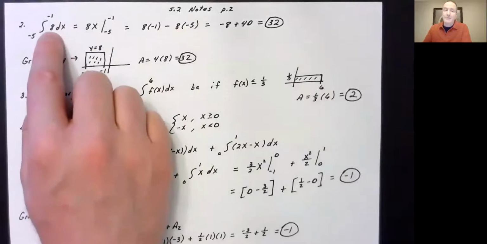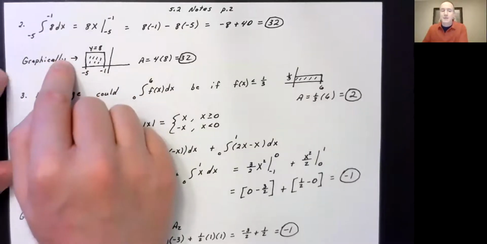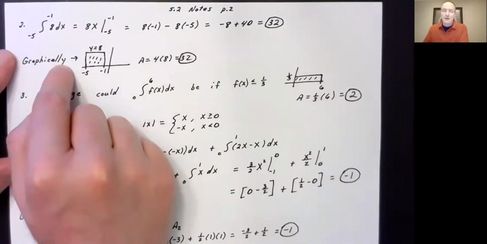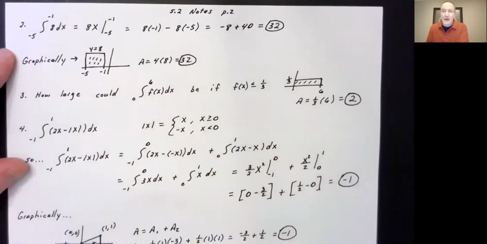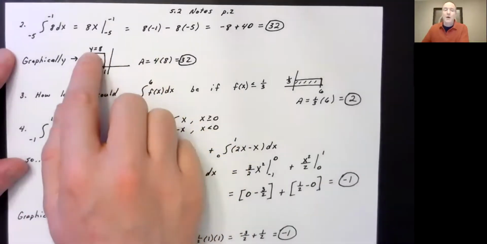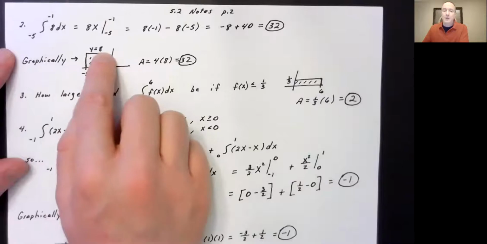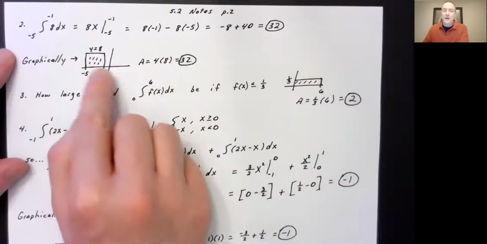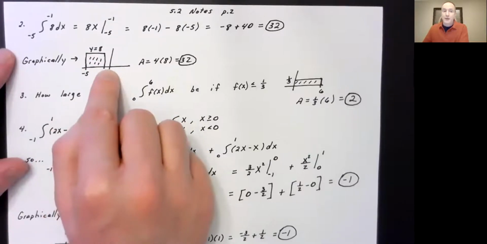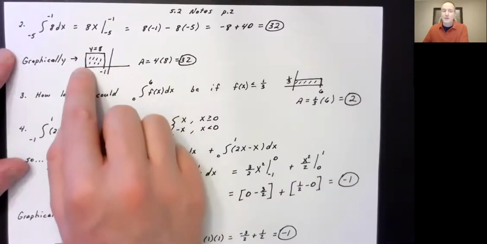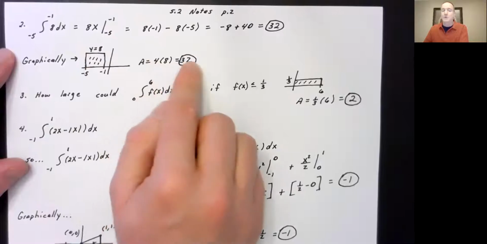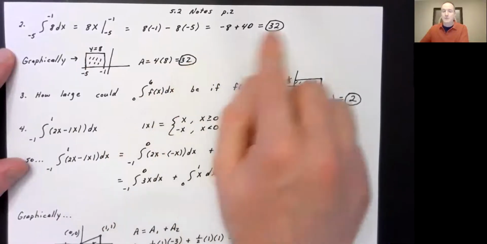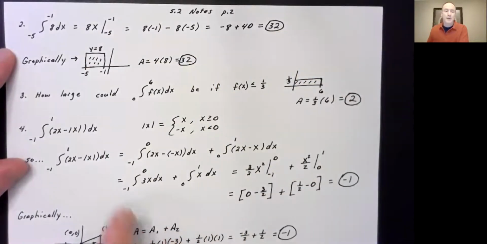Now, again, the goal of this section really is to get you to think about these graphically. And you say, well, what is the integral from -5 to -1 of 8 dx trying to do? Well, it's trying to get you to think about how much area is under the curve y equals 8 from -5 to -1. And you can say, well, it's just a rectangle that has a base of 4 and a height of 8. So the area would be 4 times 8, 32. Our answers match. Of course, they should.